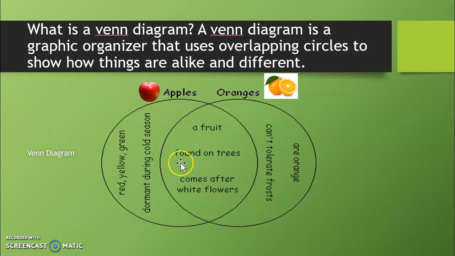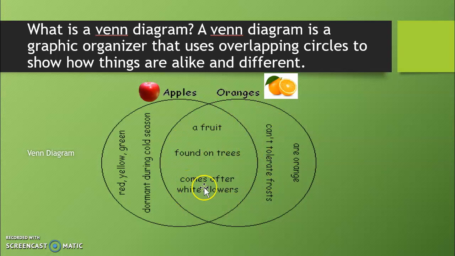Here's that Venn diagram. Well, what is a Venn diagram? A Venn diagram is a graphic organizer that uses overlapping circles to show how things are alike and different. So look at the circles. Notice how the outside of the circles do not overlap. Only the inside of the circles overlap.